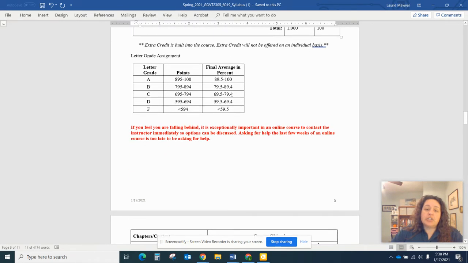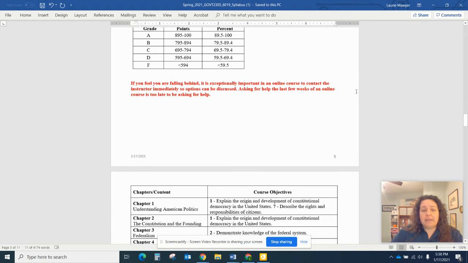Here's your grade distribution right here. If you earn 895 points, I'm going to give you an A. My poor high school age daughter just finished her fall semester and she earned an 89.63 in chemistry, and she is getting a B on her transcript for that. How fun. That stings. I'm not out there to do that to anybody.